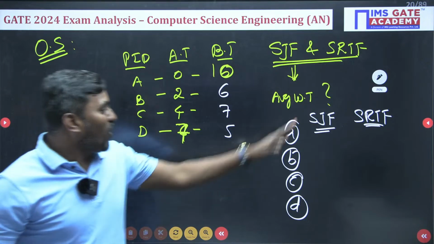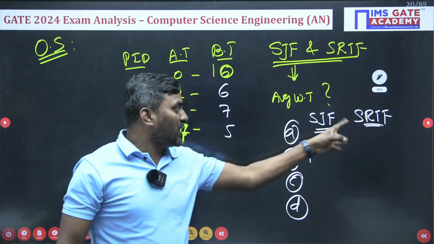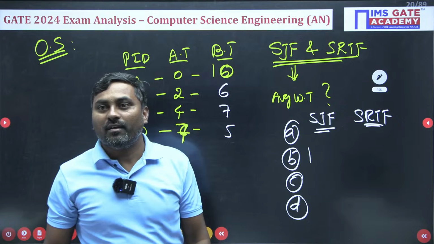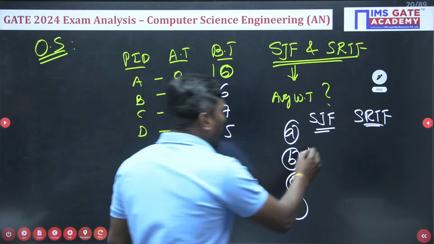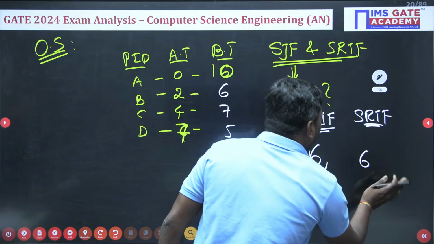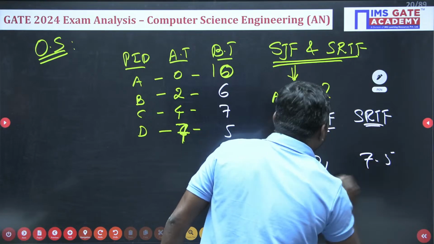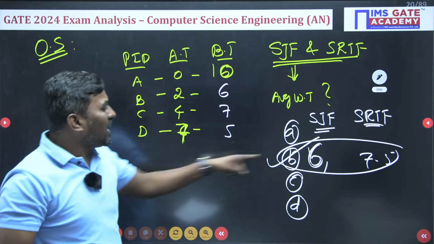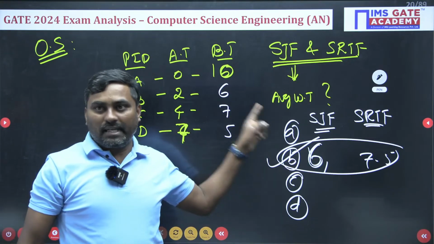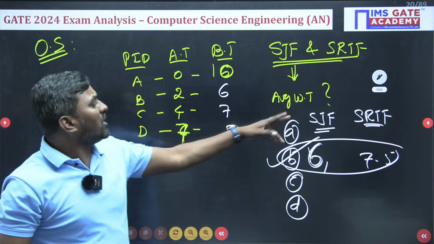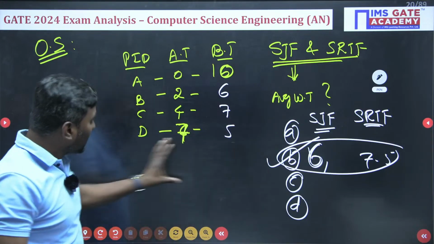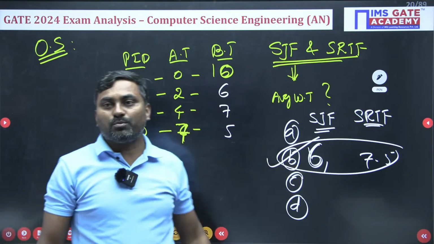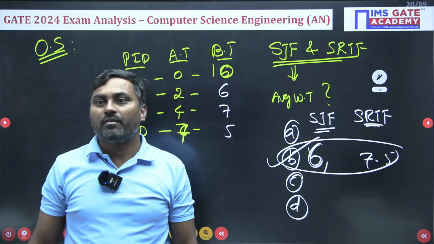So what answers did you get for SRTF and SJF? One is 6, 7.5, one is 6. This is correct, I think. This is correct only, because you have to verify based on the data. Some data is missing, but ultimately how to find the waiting time? You should draw the Gantt chart for both of them, then you can check the options. One of the options is correct.